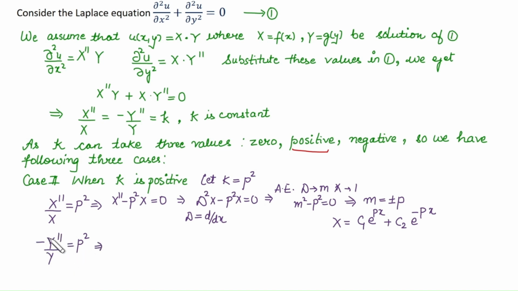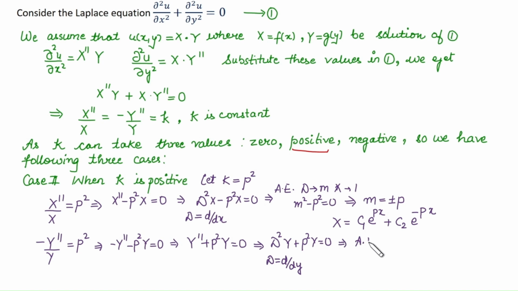Let's first simplify this. We can write minus second order derivative of y minus p square into y is equal to 0. Or we can write second order derivative of y plus p square into y is equal to 0. Now what is the operator form in this case? We have the second order derivative of y, so we can write D square into y plus p square into y is equal to 0, where D stands here for the derivative with respect to the y variable.